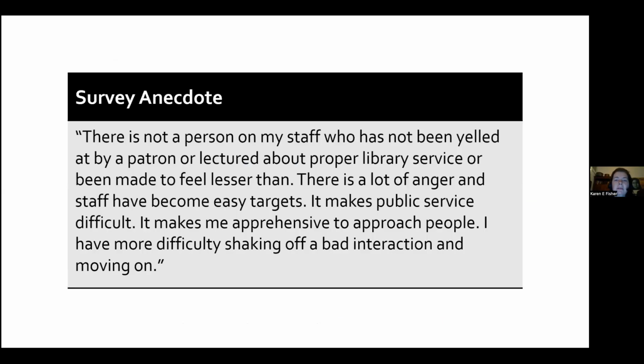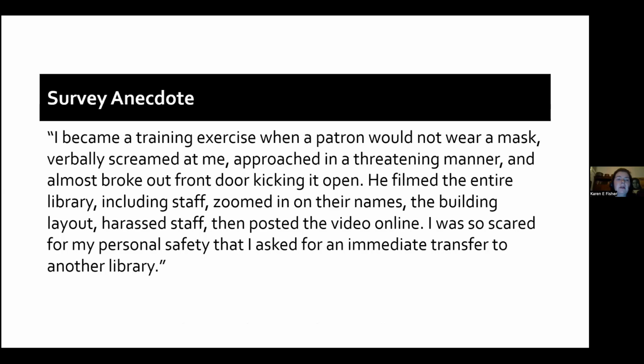I want to share some anecdotes now from the surveys. One person said, "There is not a person on my staff who has not been yelled at by a patron or lectured about proper library service or been made to feel lesser than. There is a lot of anger and staff have become easy targets. It makes public library service difficult. It makes me apprehensive to approach people. I have more difficulty shaking off a bad interaction and moving on."